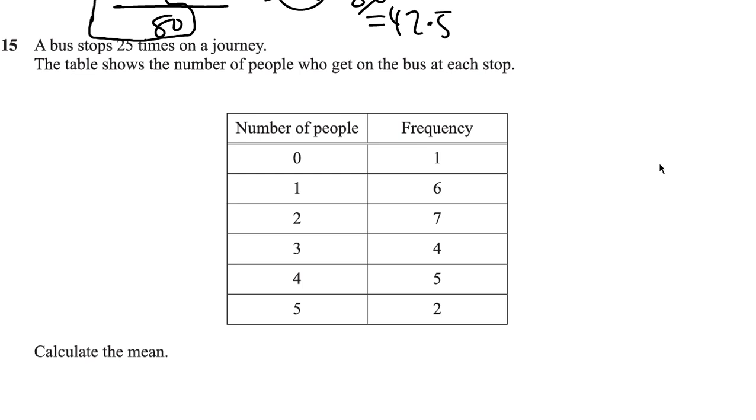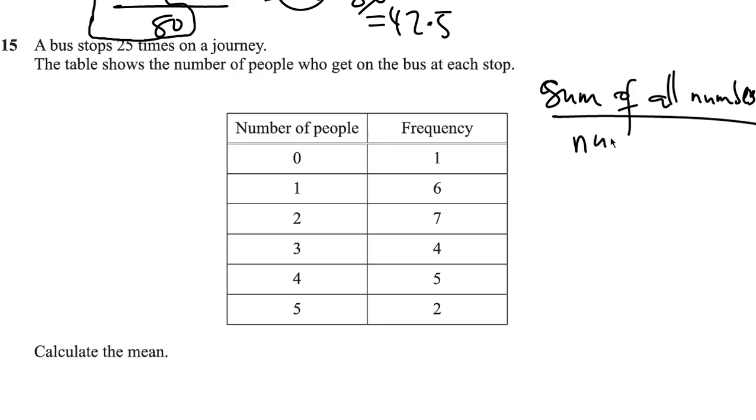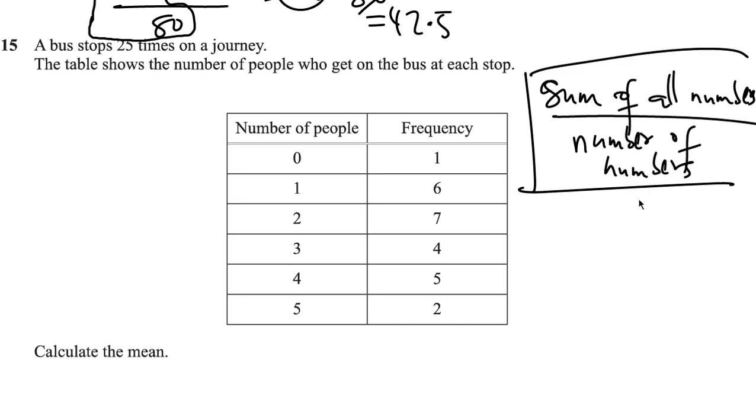Question 15 says, a bus stops 25 times in a journey. The table shows the number of people who get on the bus at each stop. Calculate the mean. In order to do this, I will give you the visual. First of all, understand the mean is simply the sum of all numbers in the data set divided by the number of numbers. But we have to do something here.